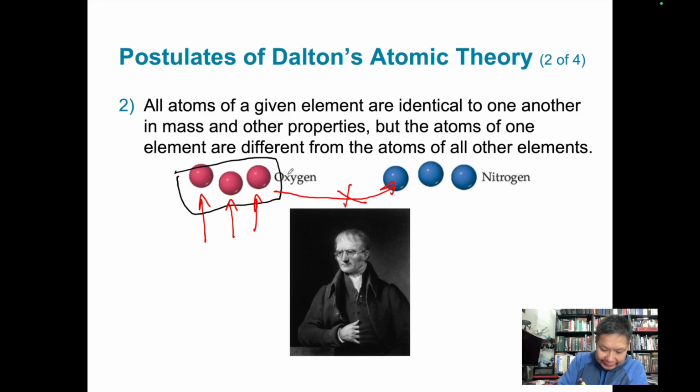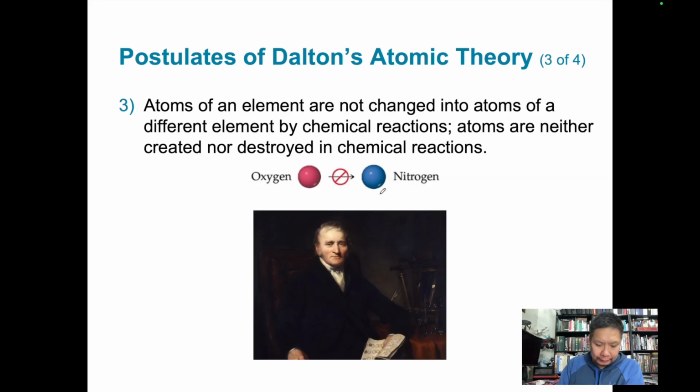So basically, what that says is that if you have a whole bunch of oxygen, all the atoms there will be identical oxygen atoms. If you have a whole bunch of nitrogen, all the atoms there will be identical nitrogen atoms. But an oxygen atom will not be the same as a nitrogen atom. Again, very obvious. The third postulate says that you cannot change an oxygen atom into a nitrogen atom using a chemical reaction.